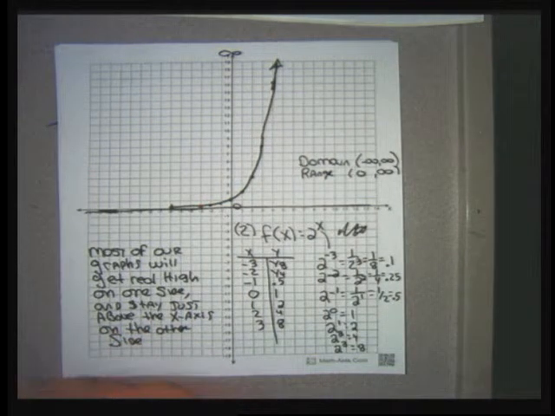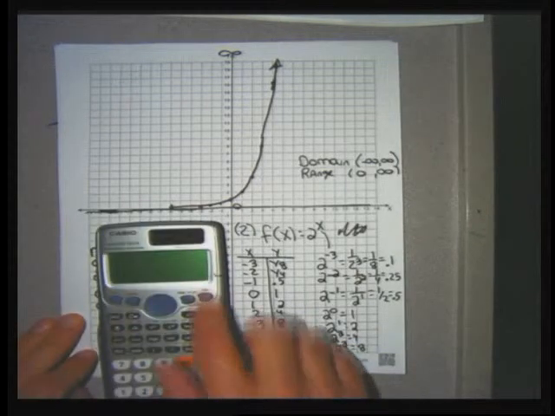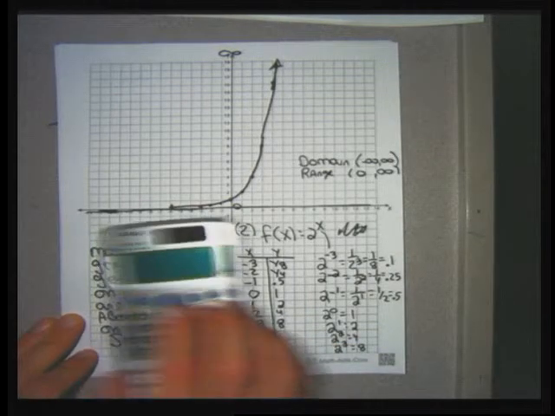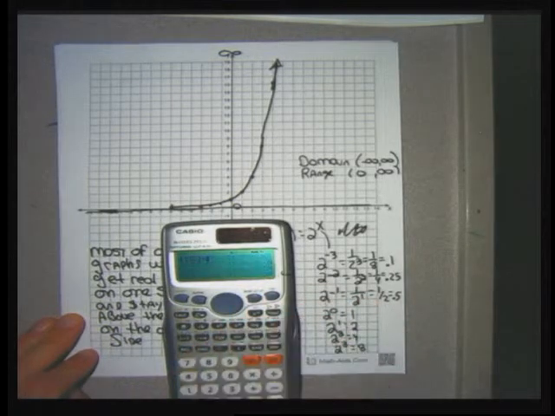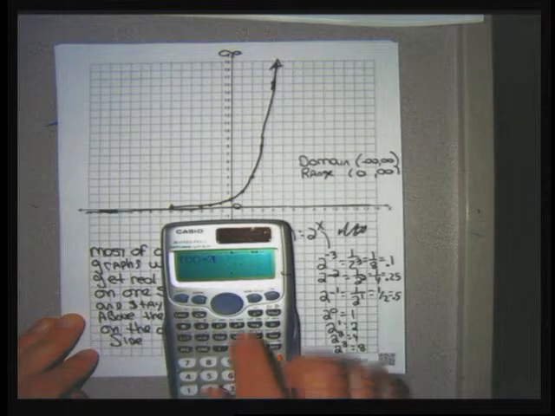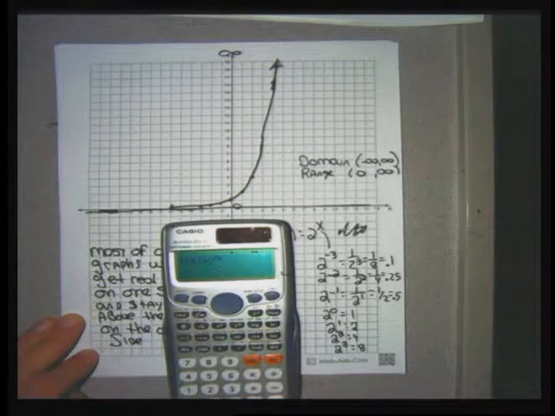Should have gotten the table on my calculator. To get the table on my calculator, I would have just done this. I would have turned my calculator on and done mode 7 for table. f of x is 2 alpha x, delete, 2 exponent alpha x. And then start at negative 3, end at positive 3, step 1.